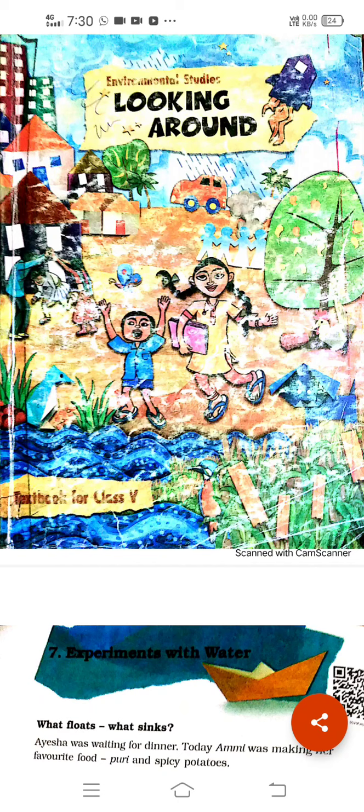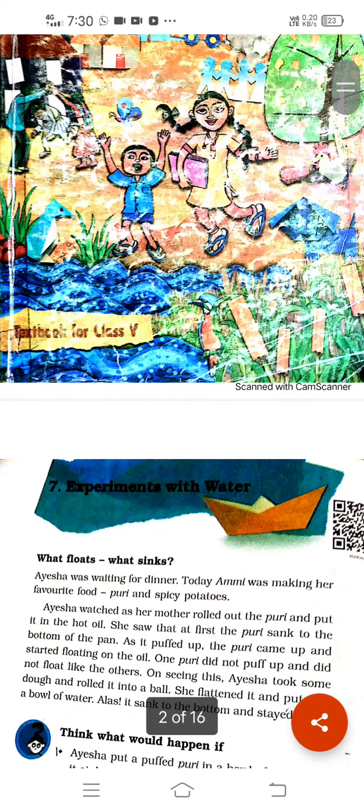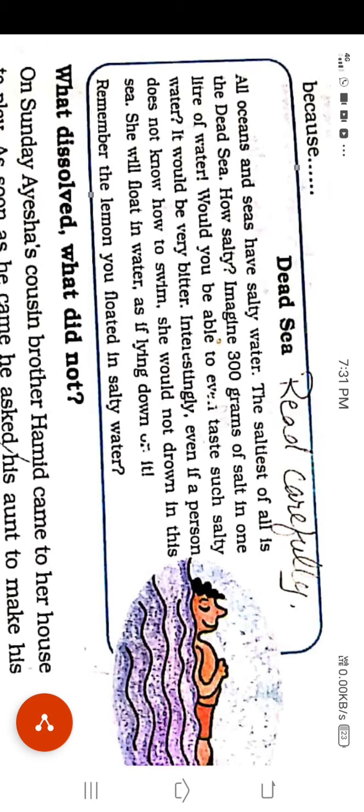You know that this is your class 5th NCERT EVS book, and today we are going to read the second part of this chapter, the chapter number 7, Experiments with Water. Let's read the content. Dead Sea. All oceans and seas have salty water. The saltiest of all is the Dead Sea.